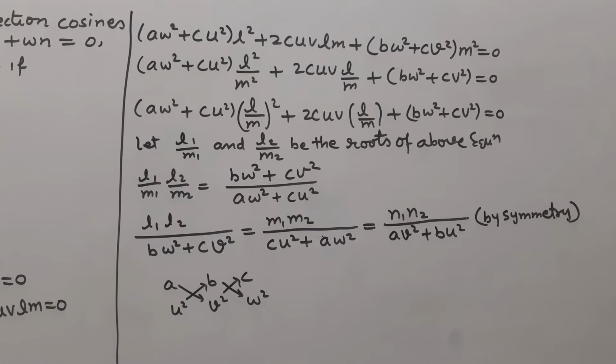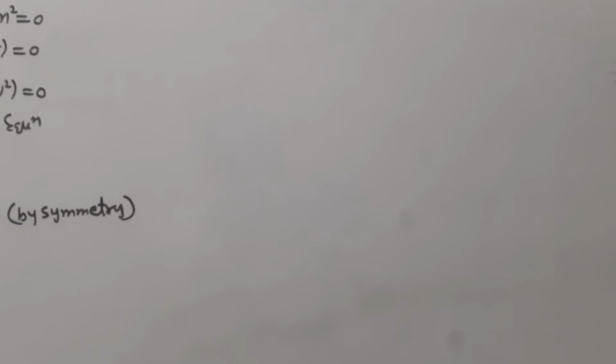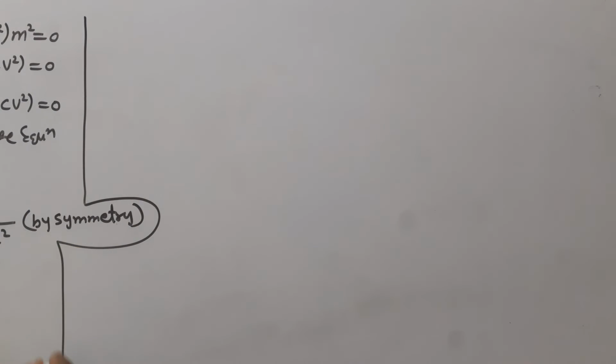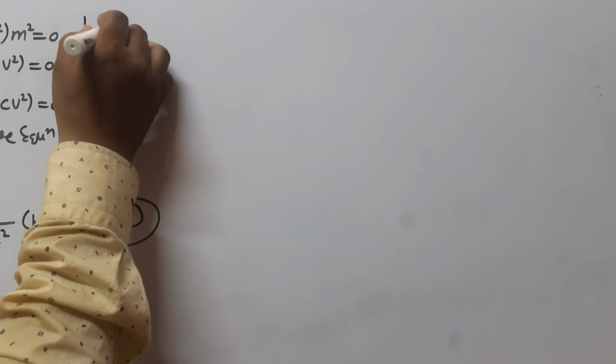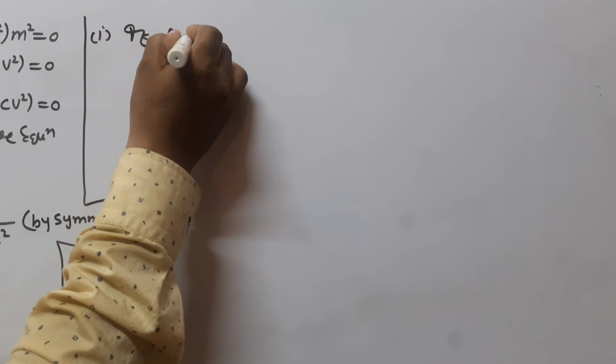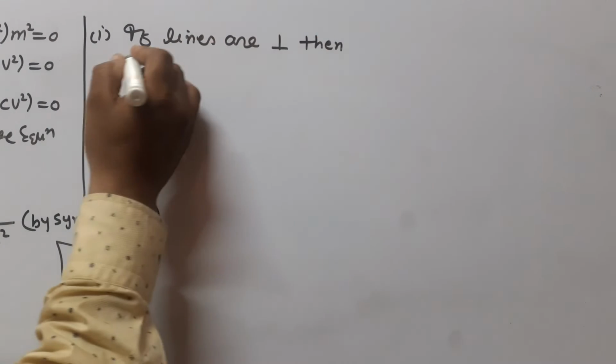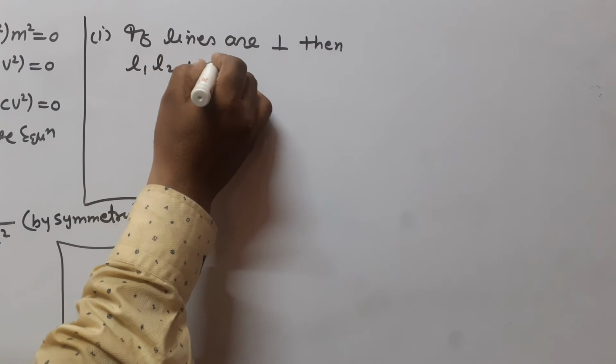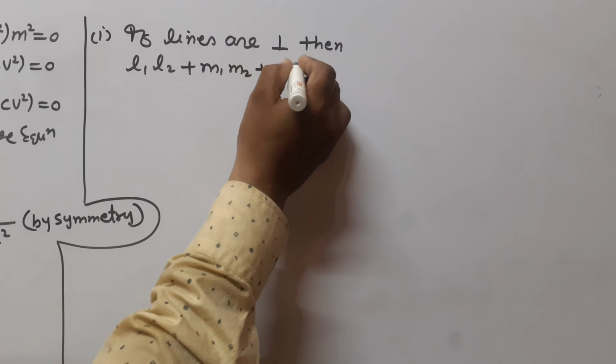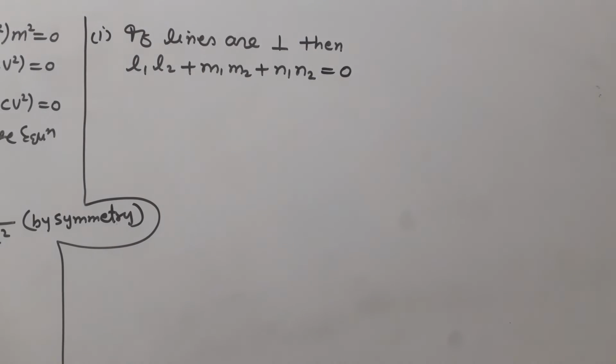So here we write AV square plus BU square. Now since we have to find the condition if the two lines are parallel and perpendicular. So first, if lines are perpendicular, then we know that L1 L2 plus M1 M2 plus N1 N2 is equal to 0.